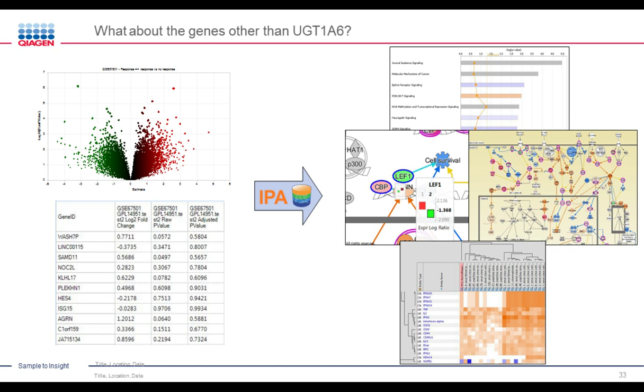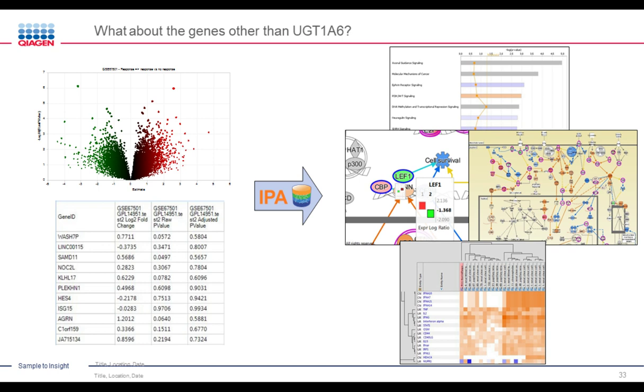So when we looked at that volcano plot earlier, that volcano plot had many genes. It did not just have UGT1A6, but it had many genes that are going up and down. And one can always ask the question, okay, you just spent half the presentation talking about one gene. What about the other genes? So this is where we can actually use software such as Ingenuity Pathway Analysis effectively.